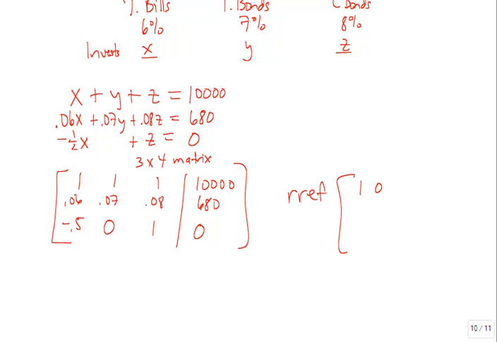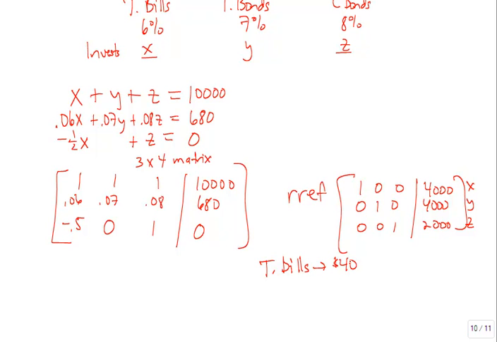So we get 1, 0, 0, 4,000; 0, 1, 0, 4,000; and 0, 0, 1, 2,000. So this is x, this is y, this is z, and remember that the x was our treasury bills, so we want to invest $4,000 in there. Y was our treasury bonds, so we want to invest $4,000 in there, and z was our corporate bonds, so we want to invest $2,000 in there.